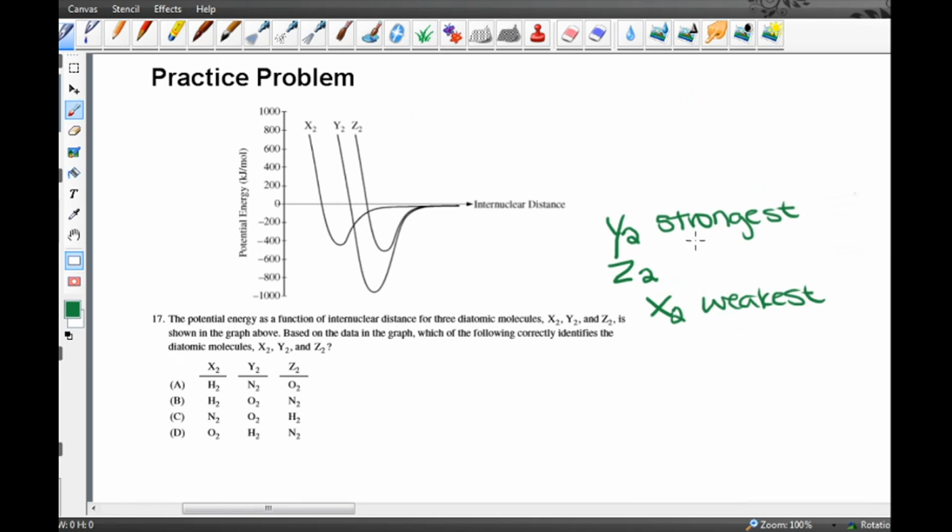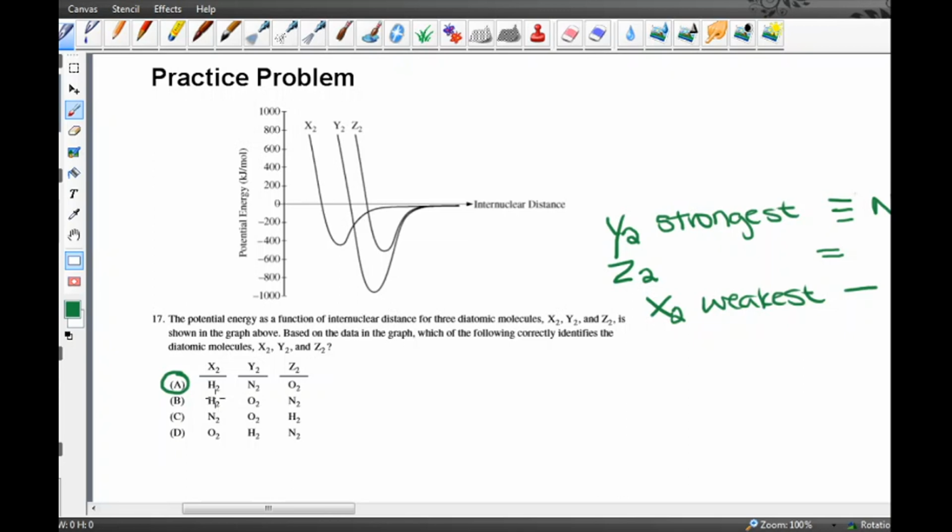I'm not worthy. Okay, strongest is my triple bond. And then you would assume that the next one would be your double, and this next one would be your single. So let's first of all, we're talking about hydrogen, nitrogen, and oxygen. So we know that our triple bond is referring to our nitrogen. So right away, we can assume that the Y2 has to be the nitrogen because it's so much vastly stronger. And so then our only choice for this is choice A.